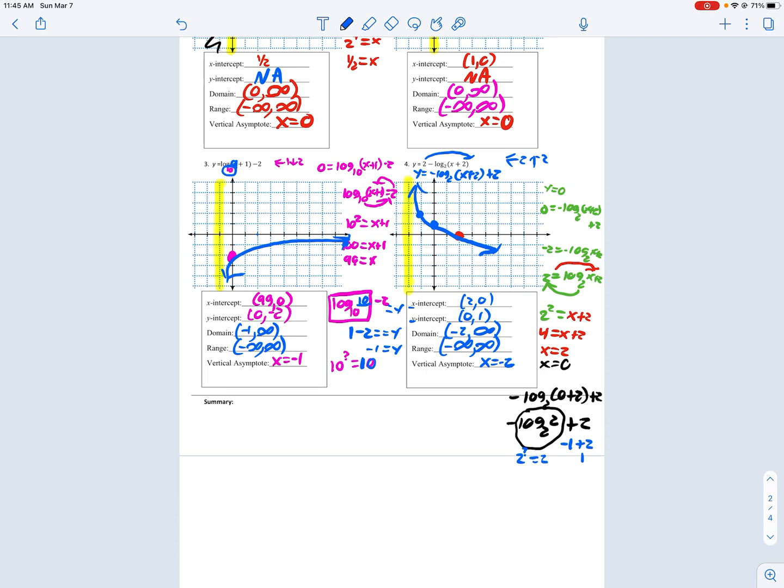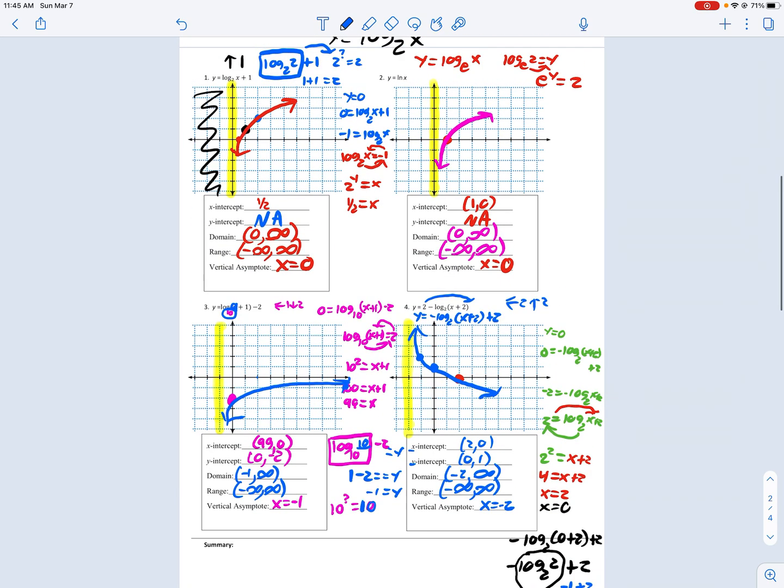Now, with logs, you're not always going to be able to get that second and third point, depending on what the base is. So example 3, the base was 10. It was really hard to get a second point. Number 2, the base was e. That was hard to get a second point. So sometimes you might only have 1 point, but you need to try to get a second and third one. But notice all the graphs have a vertical asymptote. They always start and go to the right. If it's positive, it's up and to the right. If it's negative, it's down and to the right. Notice the range was all real numbers for all of them. The domain is always from the x-value of the vertical asymptote to infinity.